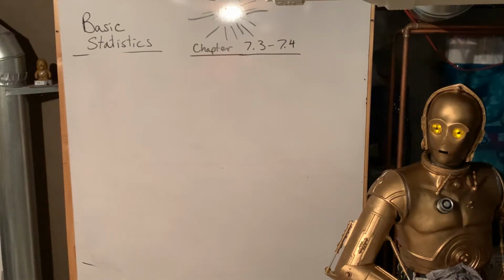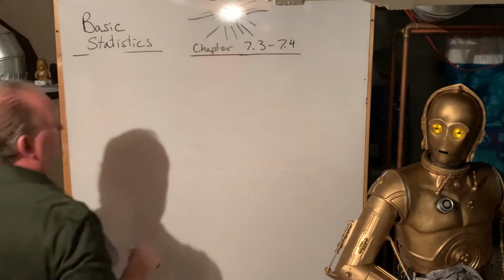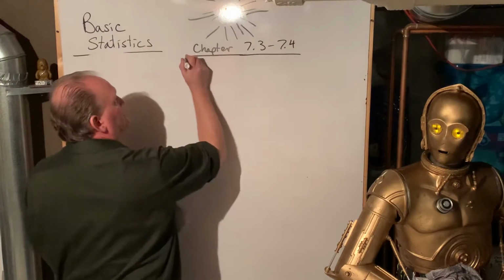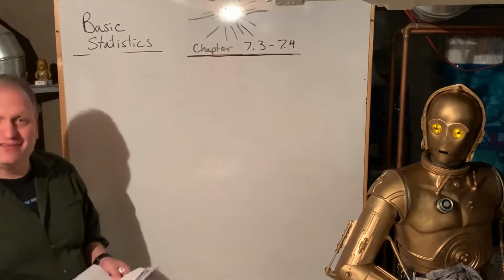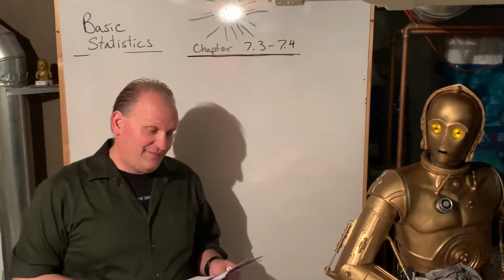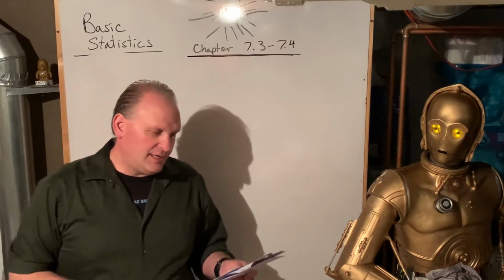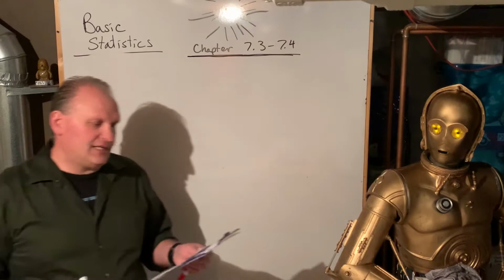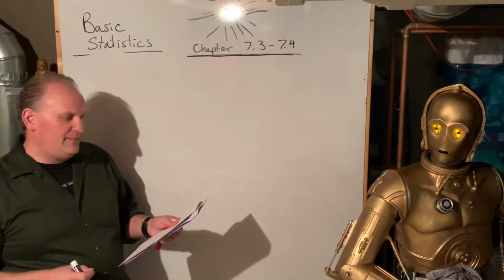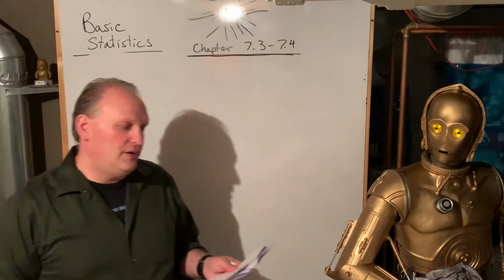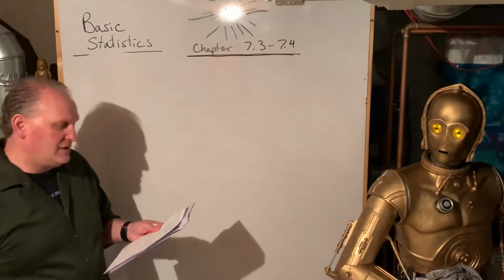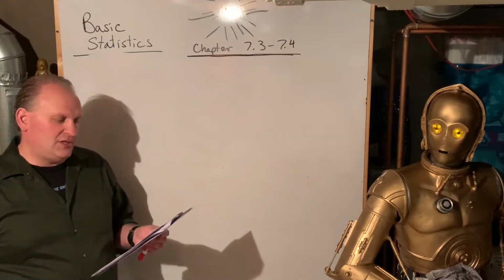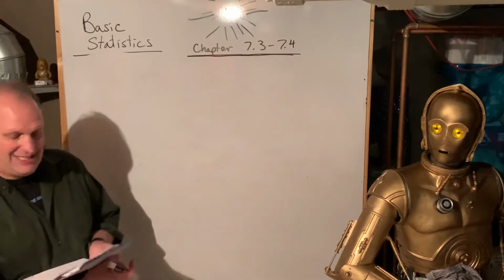Okay, this is basic statistics. We're looking at the chapter 7 notes, and we're looking now at chapter 7.3 and 7.4. So, assumptions for finding a confidence interval for a mean when population standard deviation is unknown. The sample is a random sample, and n is greater than or equal to 30, or the population is normally distributed when n is less than 30.